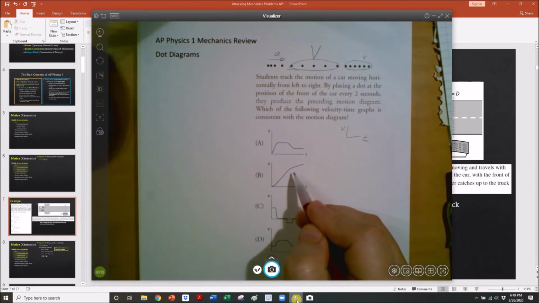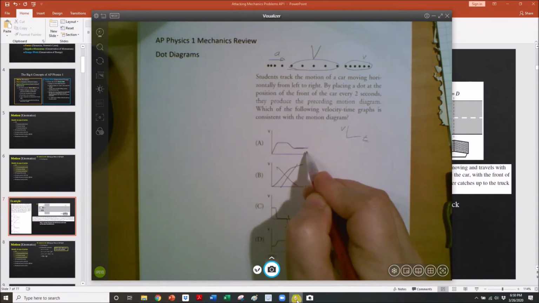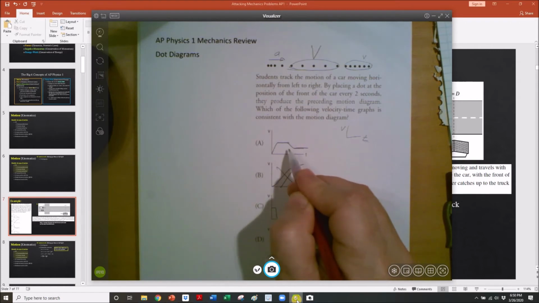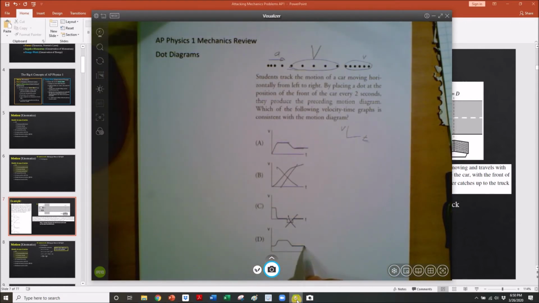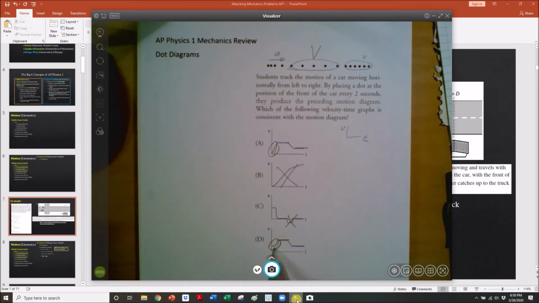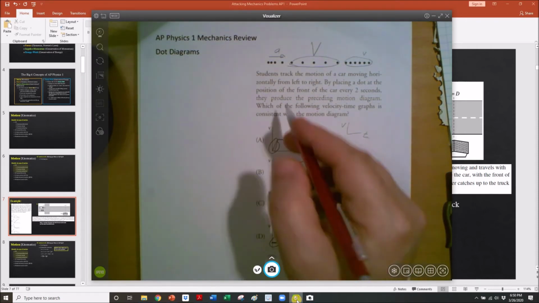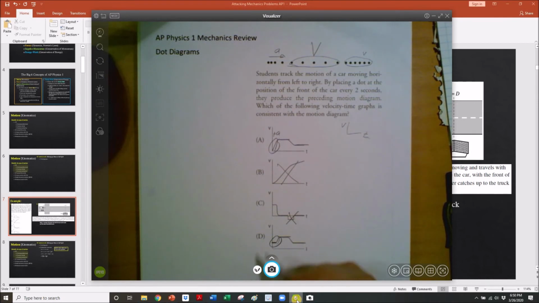This one shows an increasing velocity the whole time, so that one's right out. This one shows a negative velocity down here, so that one's out. This one shows a constant low velocity and constant high velocity, constant low, constant high. So the only difference is this section right here. This one shows a constant velocity at the beginning, whereas this one here shows an increasing velocity. So this one shows a positive acceleration here. So A must be our correct answer.